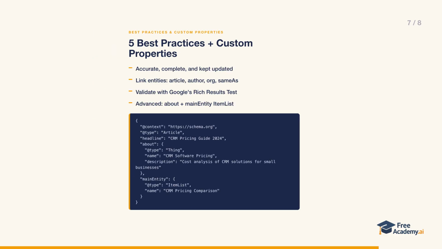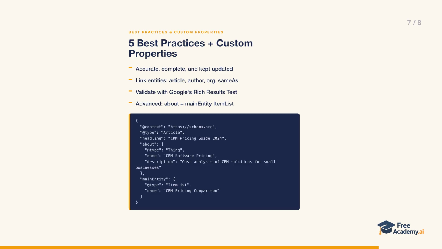5 best practices keep your structured data working for GEO. First, be accurate. Every piece of data in your schema must be true, because inaccurate markup can harm trust signals. Second, be complete. Include author, date and publisher for articles, credentials for authors, and location, founding date, and description for organizations. Third, keep it updated. Change date modified when you update an article, and refresh credentials and statistics as they change. Fourth, link your entities. Connect articles to authors, authors to organizations, and use same as for external profiles.